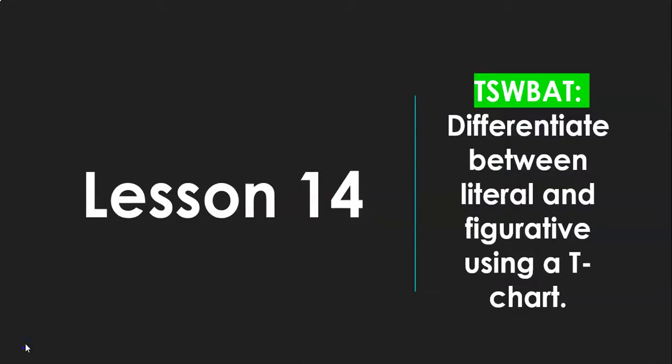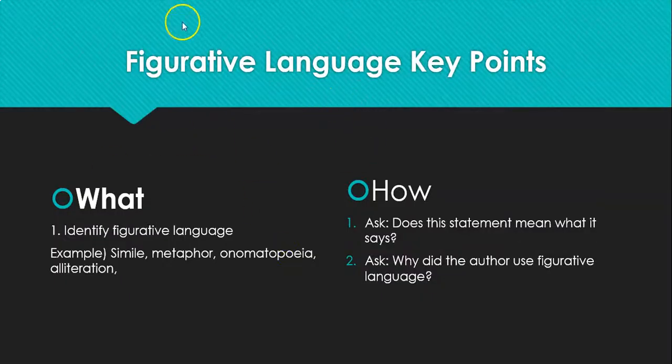Okay, boys and girls, so today the student will be able to differentiate between literal and figurative language using a T-chart. Remember, figurative language includes an idiom, it's raining cats and dogs, onomatopoeia like boom, bang, pow, alliteration, a simile using like or as, a metaphor comparing two things as well but using is or are. So make sure you have your paper in front of you. Don't forget to write these key points. So I'm going to give you 1 minute to write these key points. So figurative language key points.